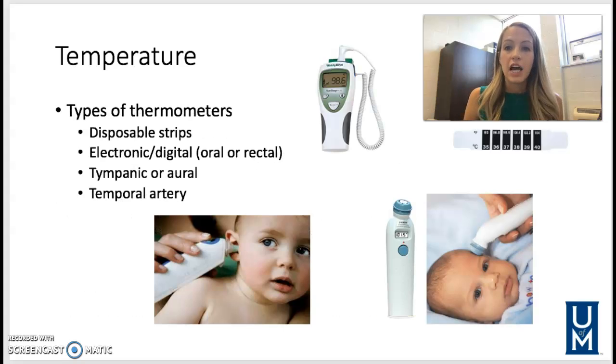So let's talk about different types of thermometers. There are many different types. There are disposable strips, and you may or may not have ever seen any of these. I'm going to move this here.